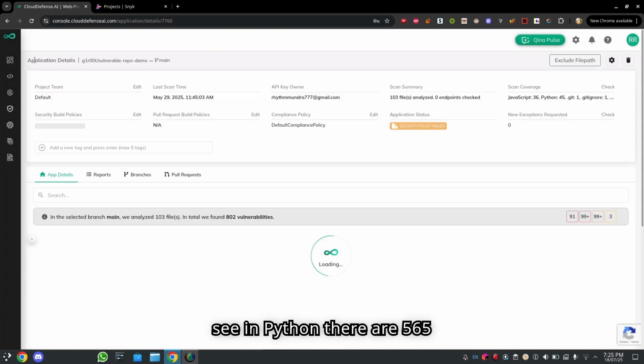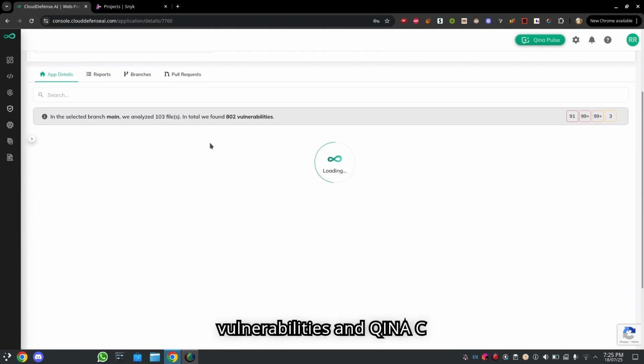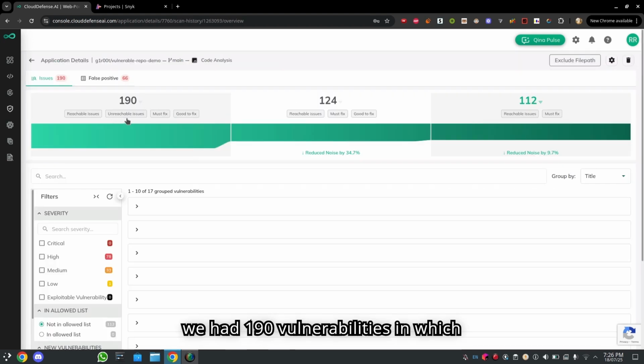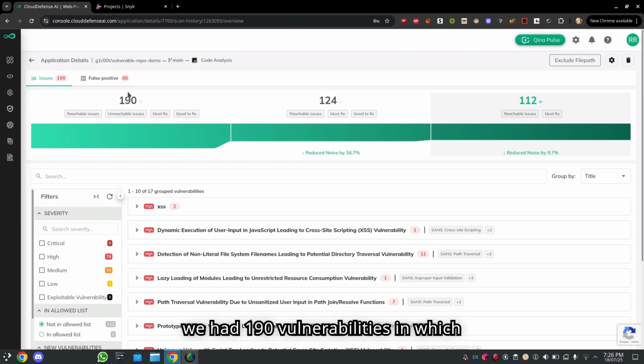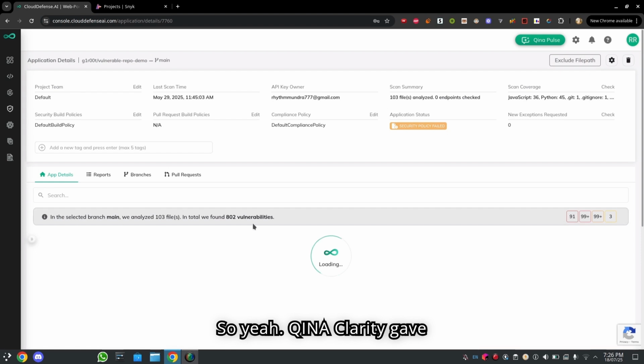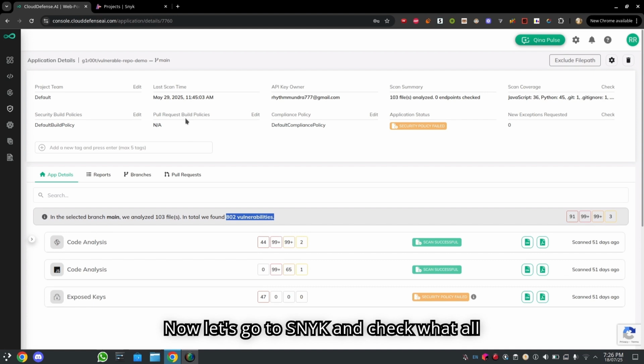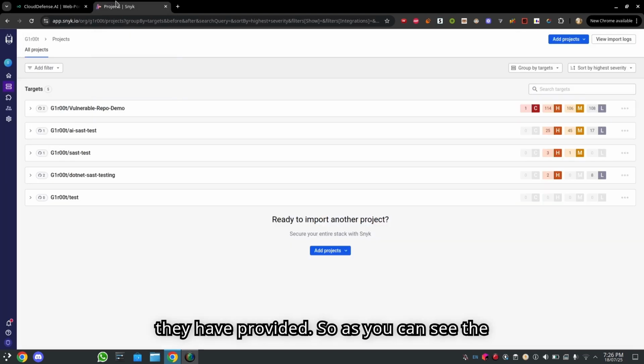And as you can see, in Python there are 565 vulnerabilities, and QINA Clarity divides the vulnerabilities by languages also. So in JavaScript, we had 190 vulnerabilities, of which 66 were false positives. So yeah, QINA Clarity gave 802 vulnerabilities in total. Now let's go to Snyk and check what they have provided.